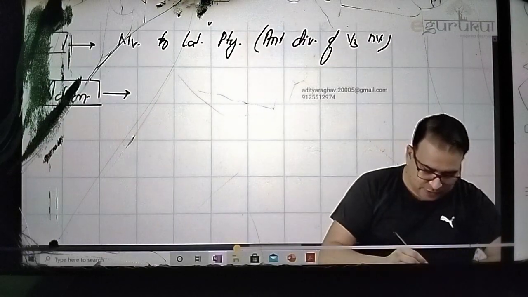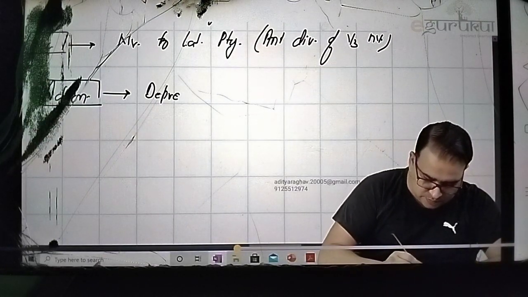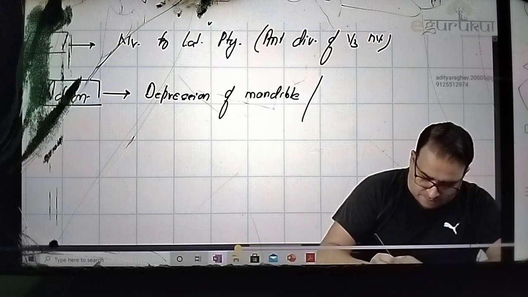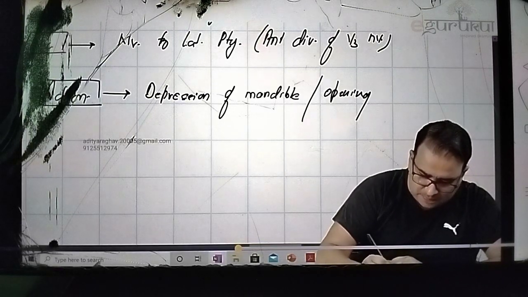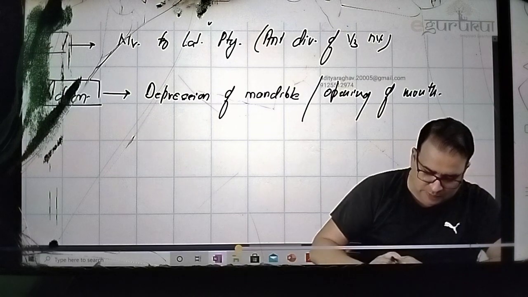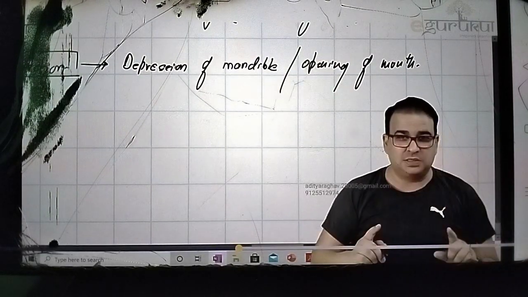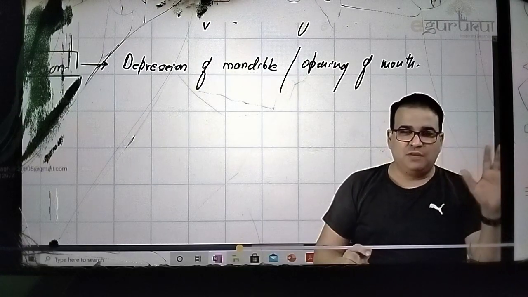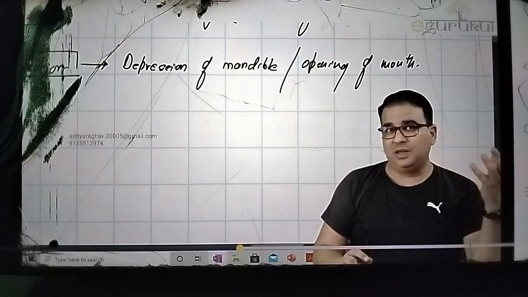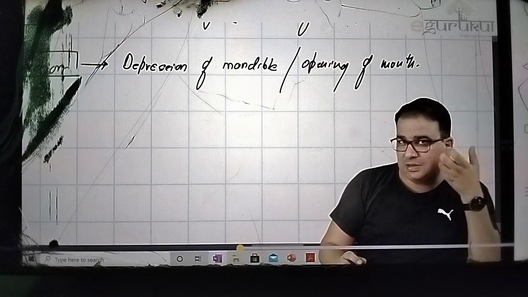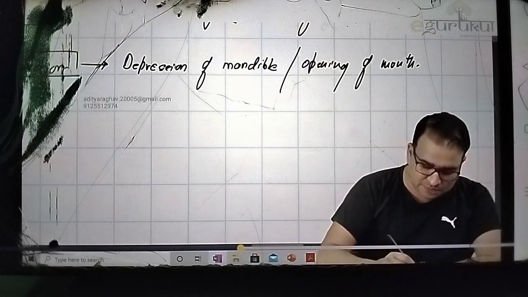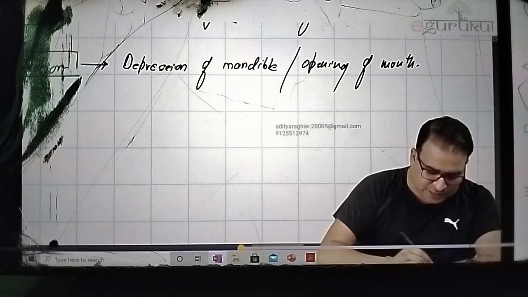So the actions, first of all, depression of mandible, or you can say opening of mouth. Depression of mandible or opening of mouth. I'm going to quickly repeat this. We'll take feedback from you on whether you understood, because it's very important to understand the muscles of mastication. In orthopedics also, a common dislocation that people come with is a jaw dislocation. For that, you need to understand the muscles of mastication and their actions. Then only will you understand those clinical conditions. Depression of mandible or opening of mouth, that is one action, guys.